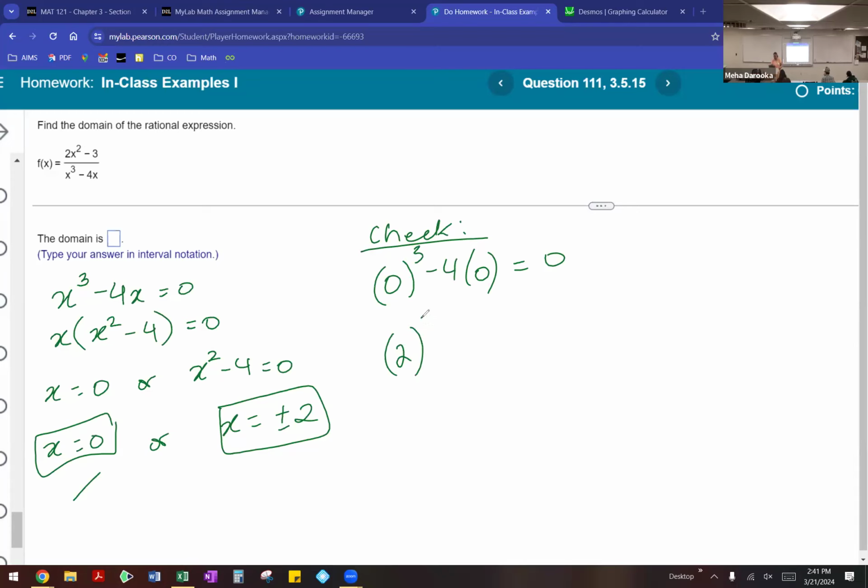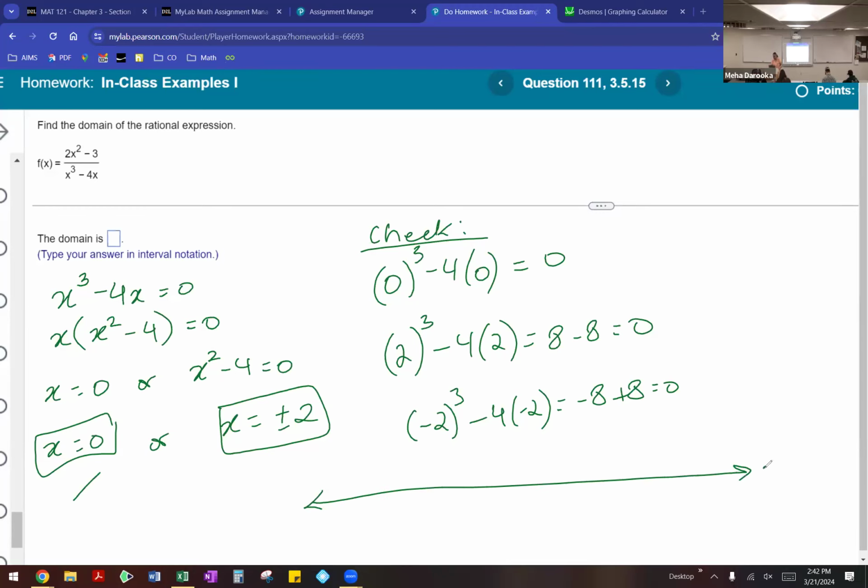With positive 2, that would be 8 minus 8. So again, you're getting a 0. With negative 2, that would be negative 8 plus 8, which would also end up becoming 0, right? So you can see all 3 of those numbers are making our denominator 0. So all 3 of them need to be kicked out of the domain basically. So we are saying we cannot use 0, we cannot use negative 2, and we cannot use positive 2, which means every other number is going to be fine as long as it's not these 3 numbers.